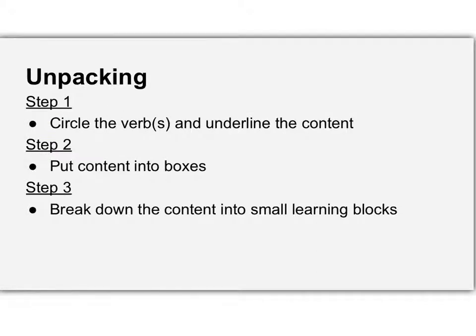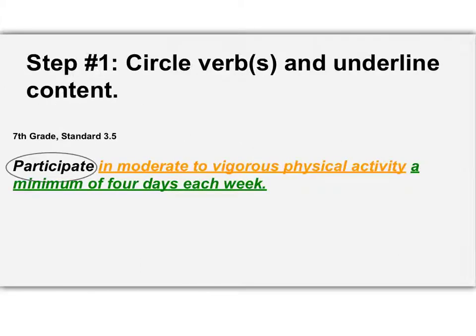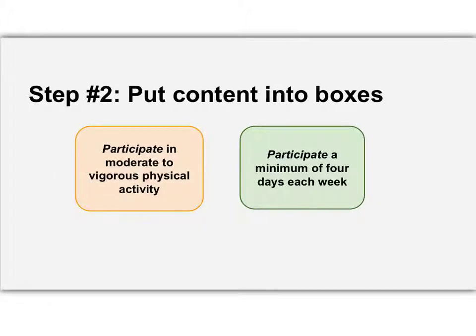There are 3 steps to unpacking, and we will go through each of the 3 steps. Step 1 is circling the verb or verbs and then underlining the content. So 1 verb in this standard and 2 pieces of content that I've color-coded. Participate in moderate to vigorous physical activity and participate a minimum of 4 days each week. Step 2, put the content into boxes. So those 2 pieces of content are participate in moderate to vigorous physical activity, participate a minimum of 4 days each week.